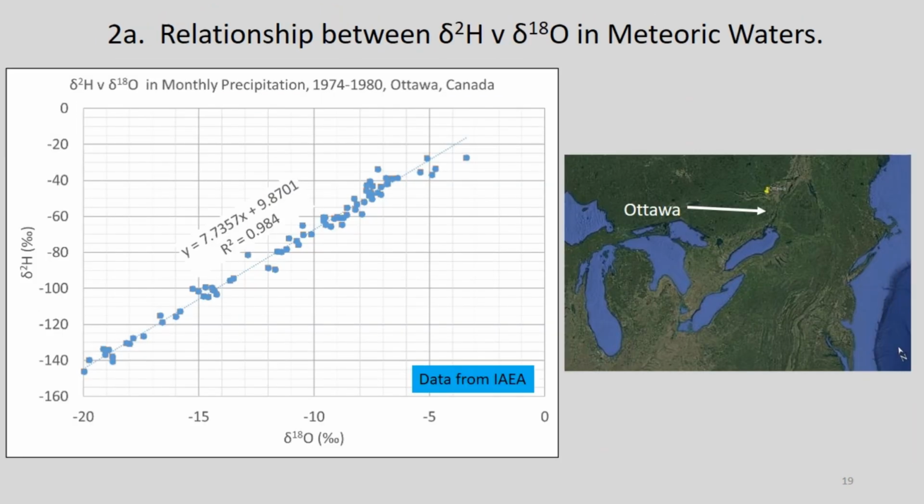So now I'm going to look at water, because the water isotopes also can give you an idea of whether you're dealing with legacy nitrate or not. So what we have here is oxygen 18 and deuterium in precipitation at Ottawa, Canada. It's got one of the longest records in North America. And I'm looking at 1974 to 1980.